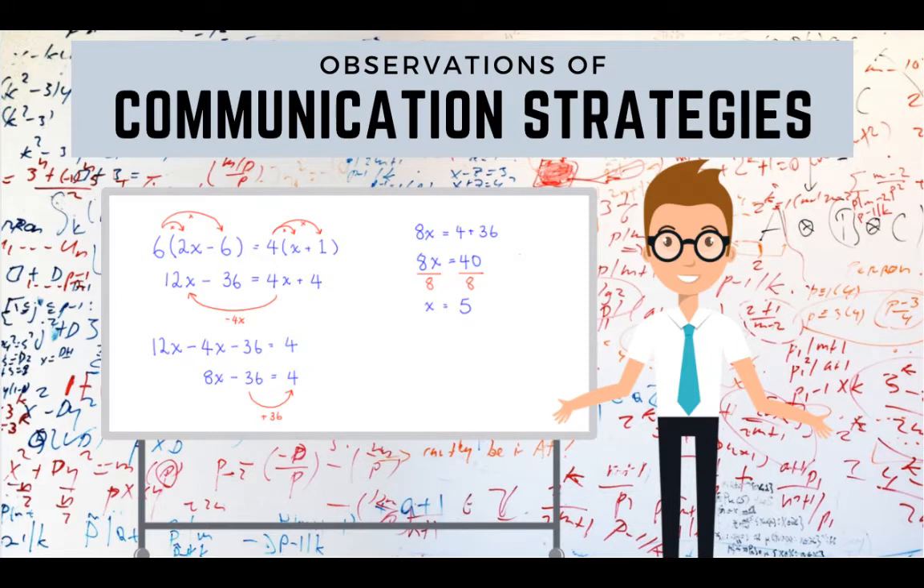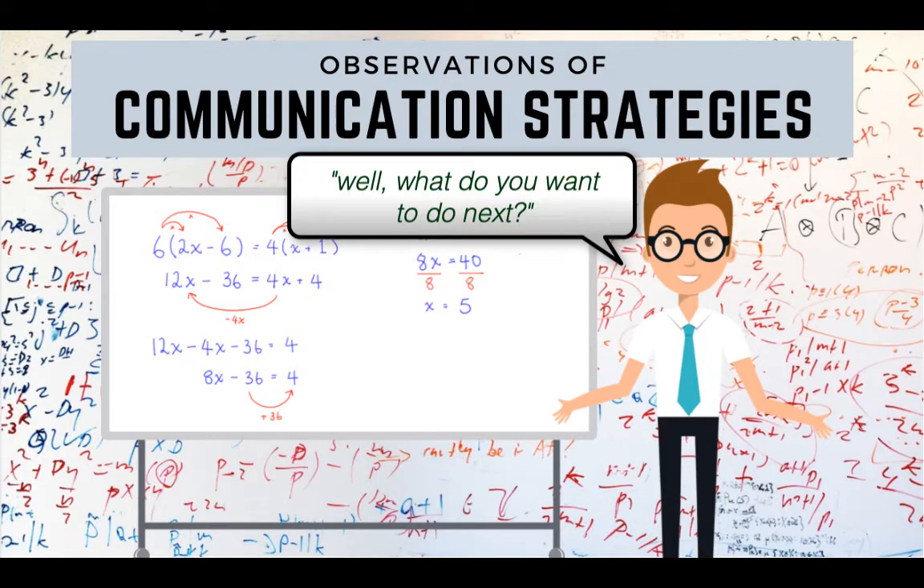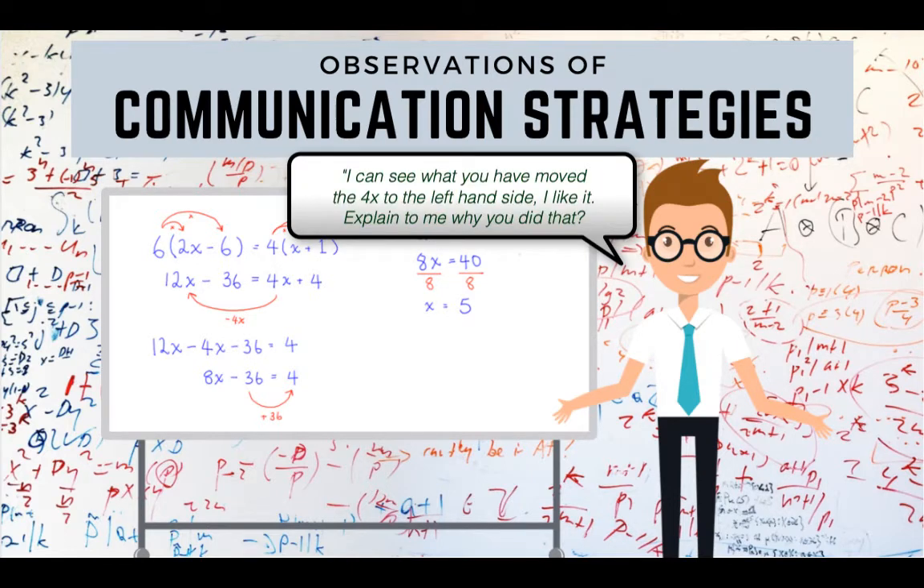The teacher would call on students asking, "Well, what do you want to do next?" and, "So, you've chosen to take the 4x to the left-hand side. I like it. Explain to me why you did that."